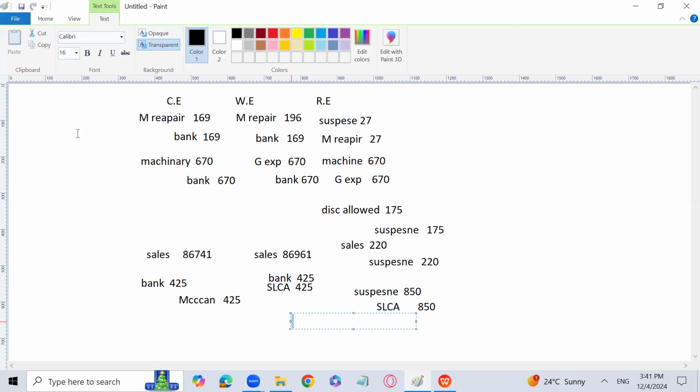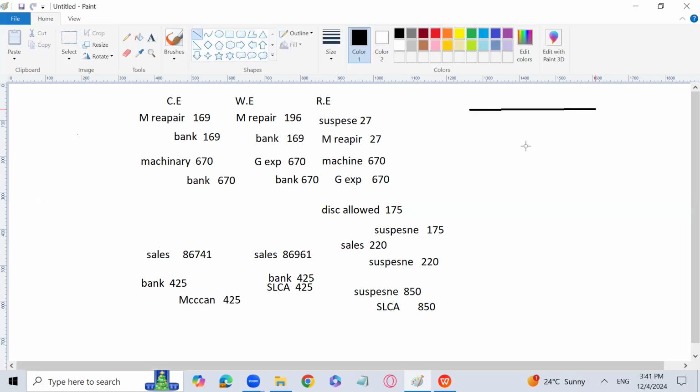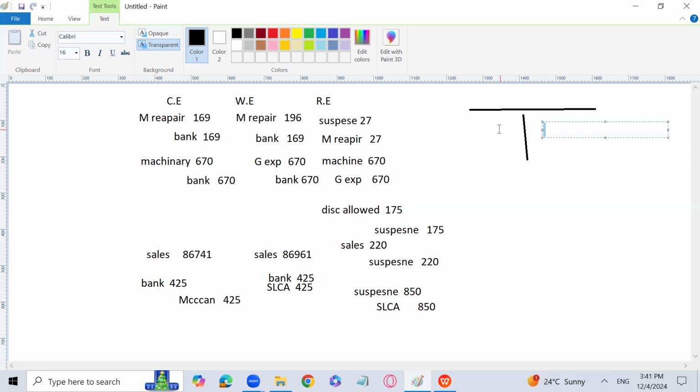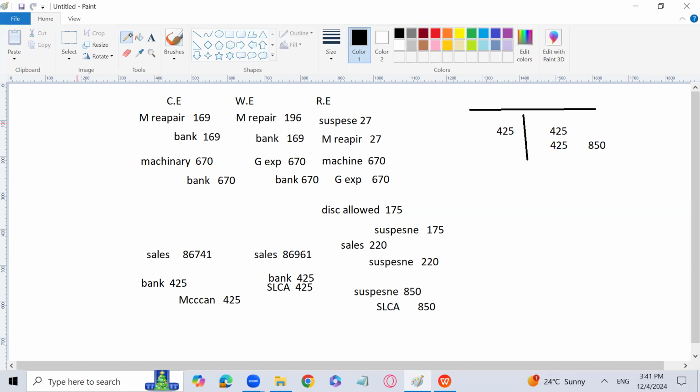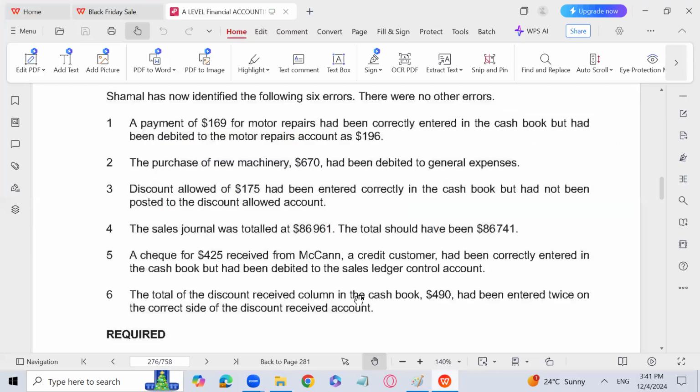Let me prepare a T account to make you understand this small concept, which is very easy. I have to write McCann on the credit side, 425, right? But I have written it on the debit side. So once I credit it to correct the error, I will again credit it to give it an actual credit. So I have to give credit with 850, because one is done to remove the mistake, and the other is done to record it. Suspense is going to be debited and SLCA is going to be credited.